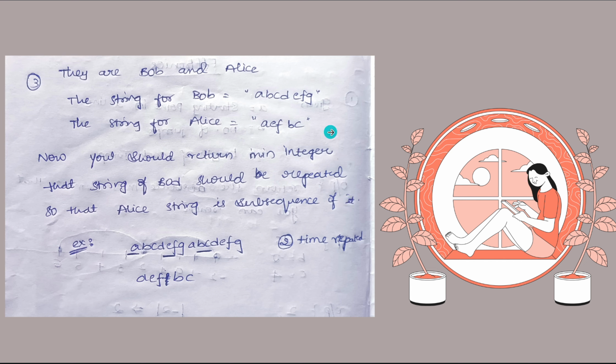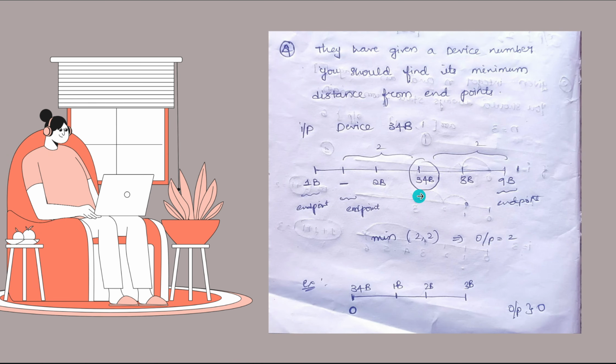And the third question I have explained in a previous video also, and it is repeated again. Subsequence problem, have a look at it. And the fourth question, right now I explained the minimum distance from the endpoints to a given device. Okay, that is the thing with this fourth question.